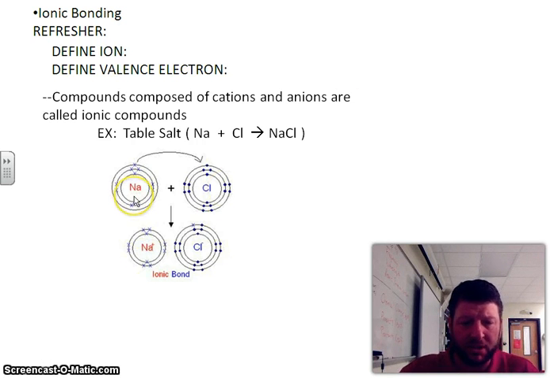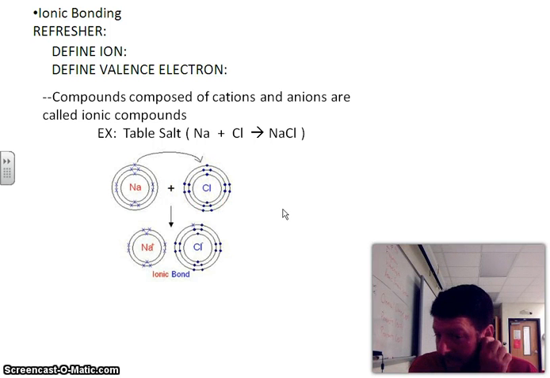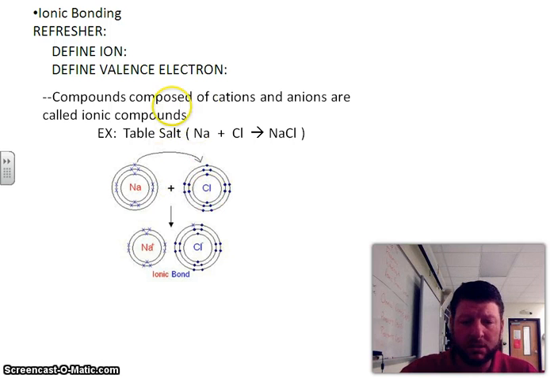Sodium, as we know, has one valence electron in its outer shell, as shown here. Chlorine, as shown here, has 7 electrons in its outer shell. A cation will form when the sodium atom has lost its electron, and the chlorine atom will form an anion when it gains the electron from the sodium. And this produces an ionic bond.